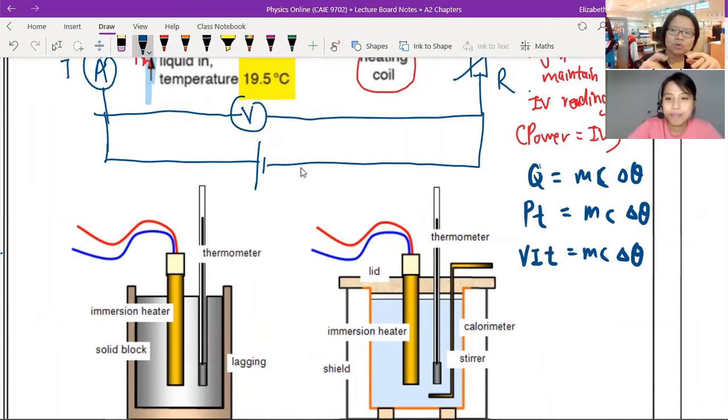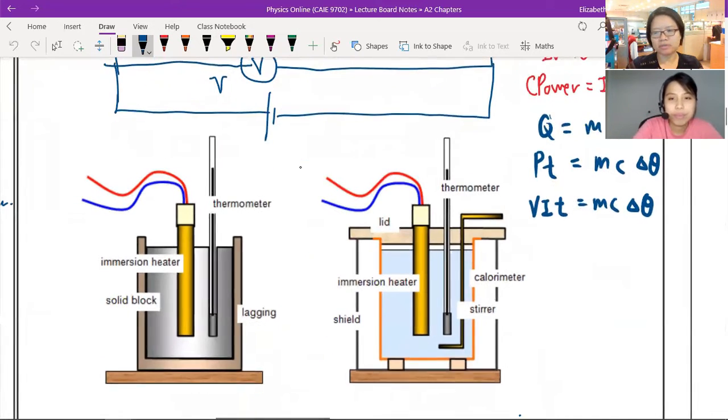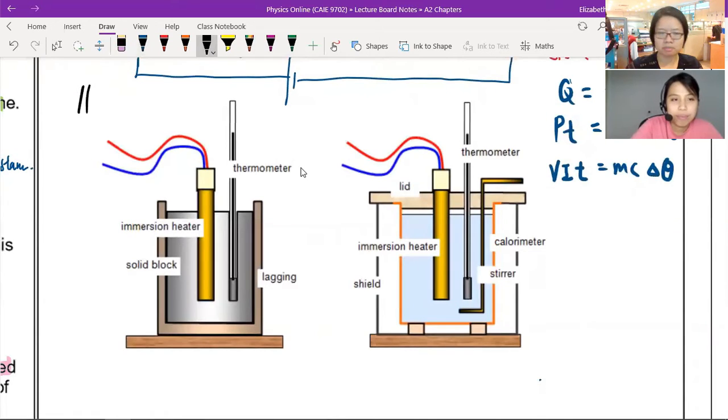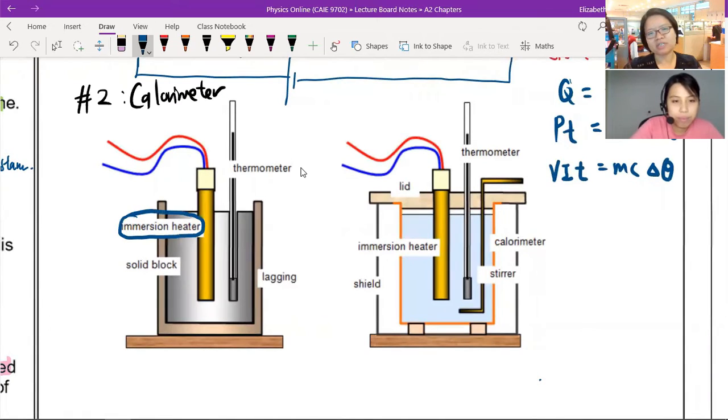So the second setup, before I move on to the example, I will not list down the variables because this one is actually simpler. What we do is instead of having the water flow in, flow out, it's just a standard calorimeter setup where I have an immersion heater, either in a solid block or in water. And then sometimes I put a stirrer to stir. And then I just allow time to pass and measure the increase in temperature.